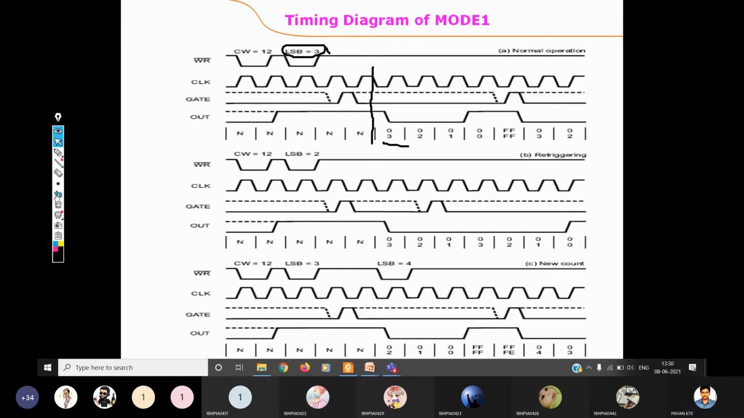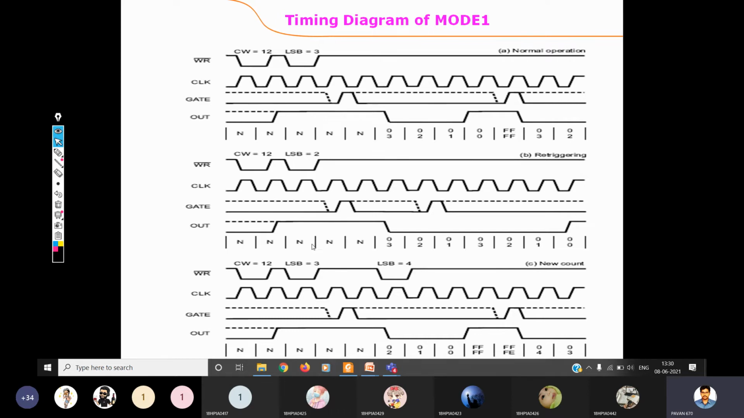Okay. And similarly, suppose before the completion of my loaded value, a new trigger occurs, what may happen? Suppose here, based on the same explanation, let us say value 2 is loaded or value 3 is loaded, whatever the value may be. The same explanation applies here. Gate is enabled by providing a trigger here. So from the next pulse, with reference to the negative edge, the counting will be started. And before completion of this loaded value, a new value is trying to load.